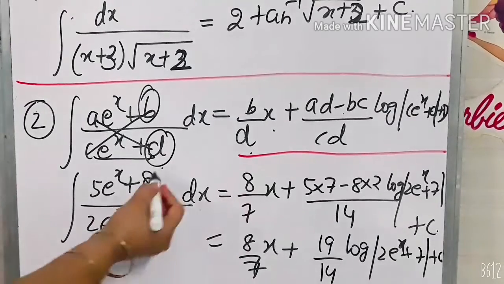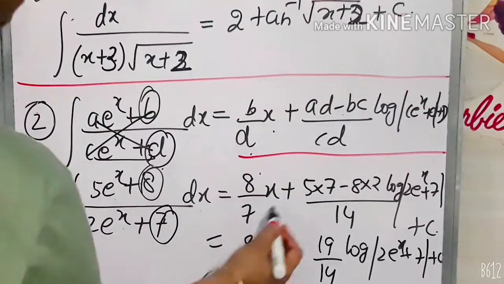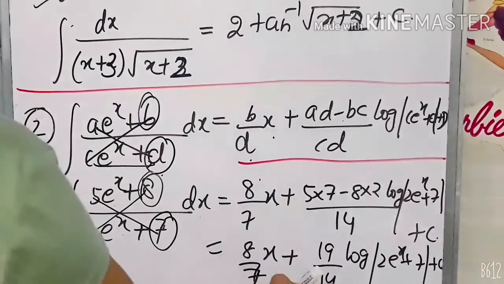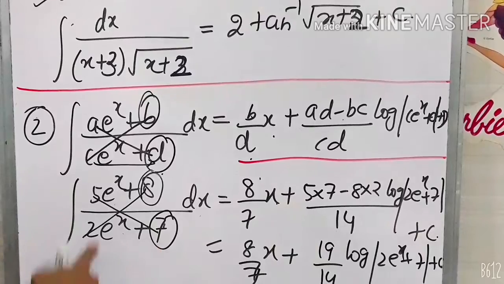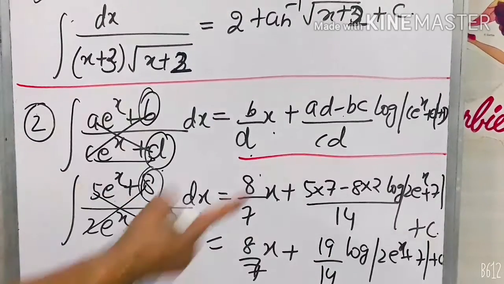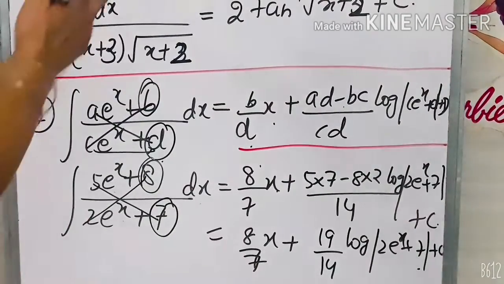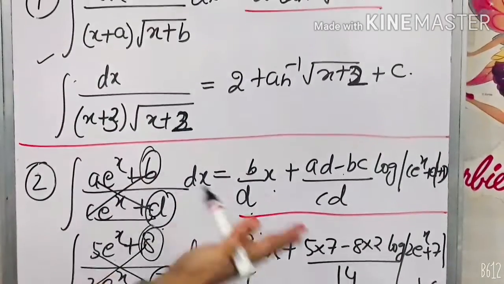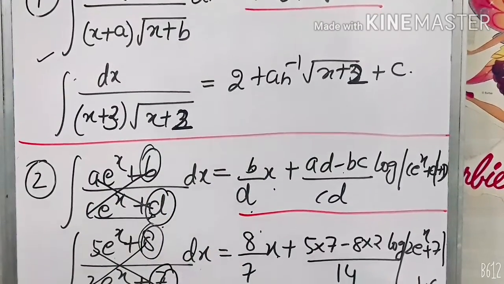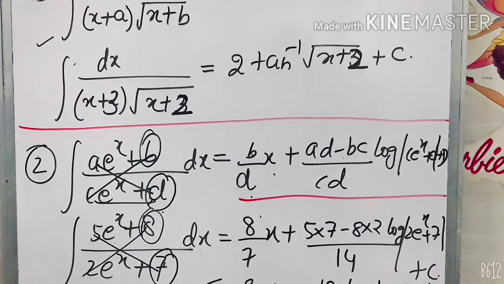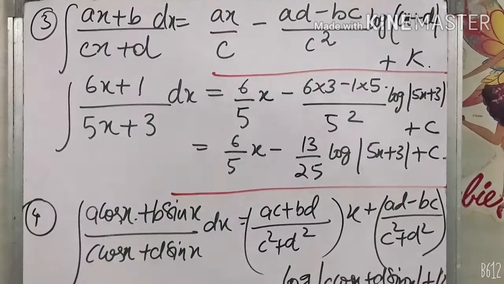(5e^x plus 8) by (2e^x plus 7) into dx. Now what will happen? The constant terms are 8 and 7. So 8 by 7 into x plus cross multiply between the terms divided by the multiplication of the coefficients of the denominator and log of the denominator. We get the answer in 2 to 5 seconds. This is very important for all of you who are giving competitions for engineering and the other exams.